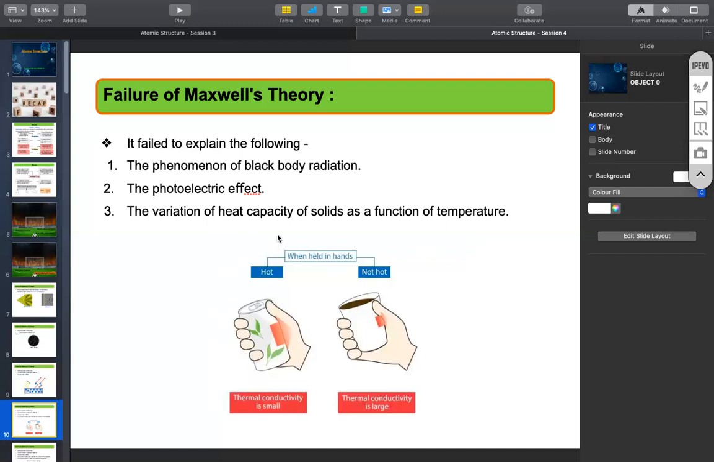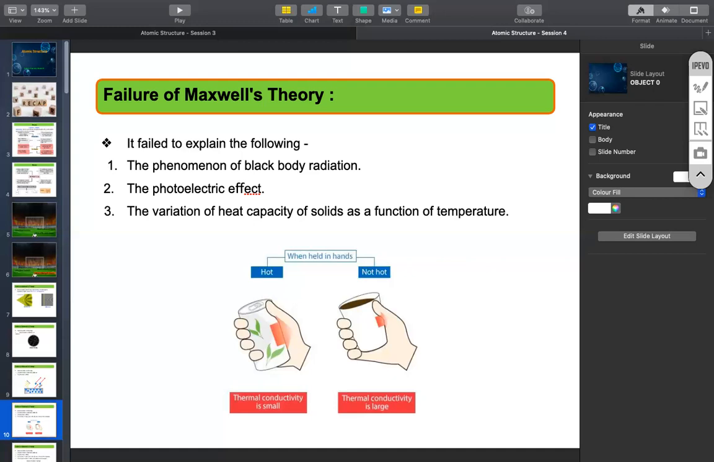So how the heat capacity of a solid varies as a function of temperature means, if an object is hot or not hot, you can see it here, thermal, when held in the hand. What will happen? Thermal conductivity is large here, but thermal conductivity will be small for the hot object. Okay, why is it like this? This is again not explained by Maxwell's wave theory.